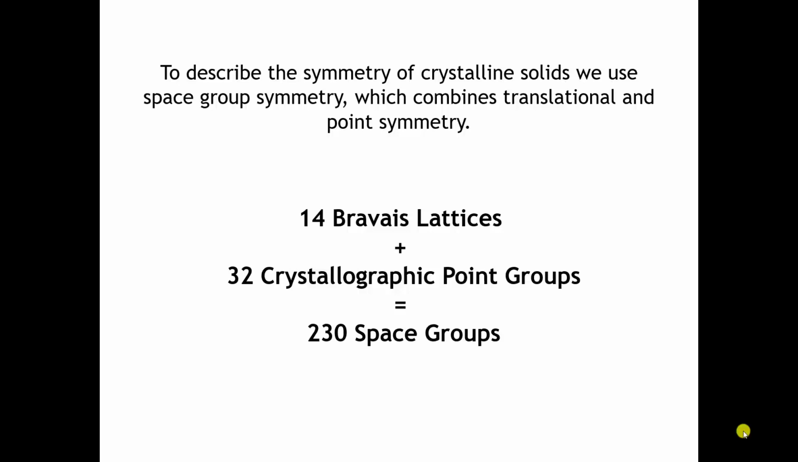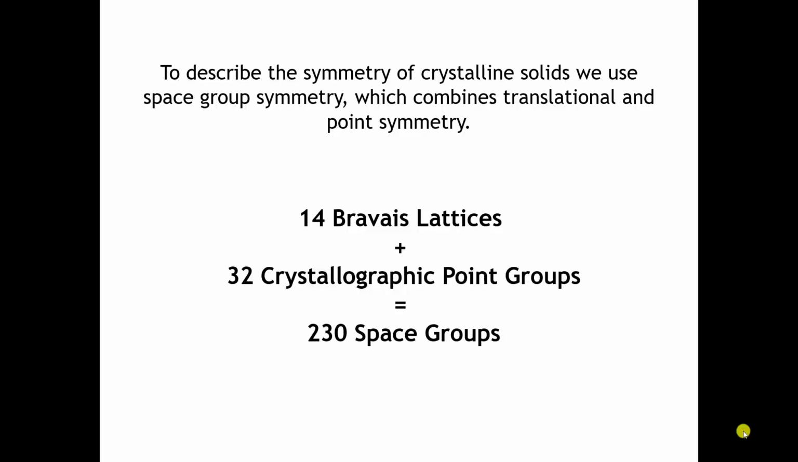Okay, so just to review some of the things we've talked about up to this point, remember that in 3 dimensions, there are 14 different Bravais lattices. And there are 32 crystallographic point groups. When we combine these two together, we come up with 230 space groups. If the math represented on this slide is not obvious to you, that's okay. Obviously, 14 times 32 is not 230.